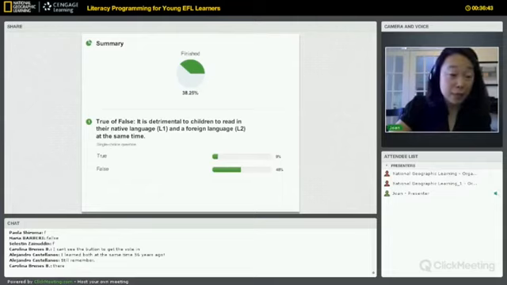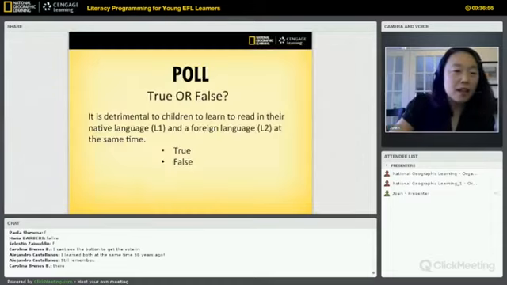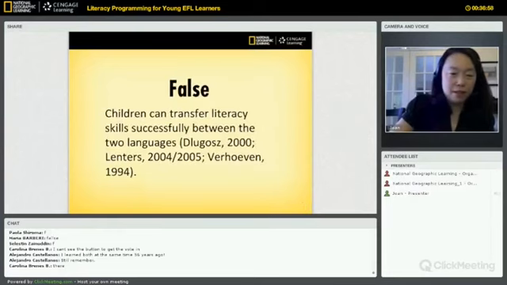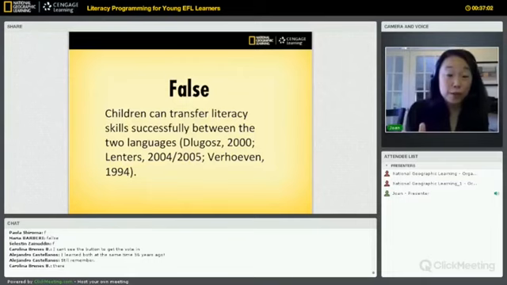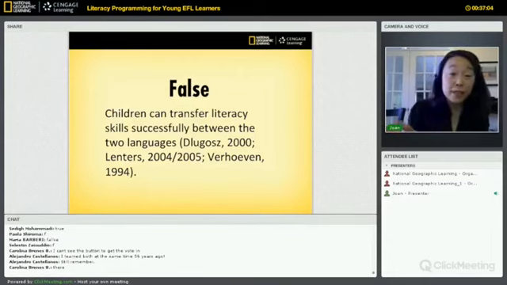Okay, and I see that some of you are saying, Alejandro says, I learned both at the same time 56 years ago. And why not, right? Okay, so of course, it is false, right? And children can transfer literacy skills successfully between the two languages.